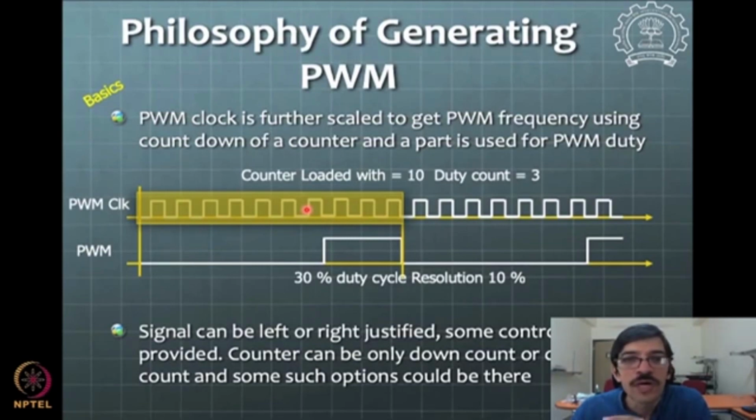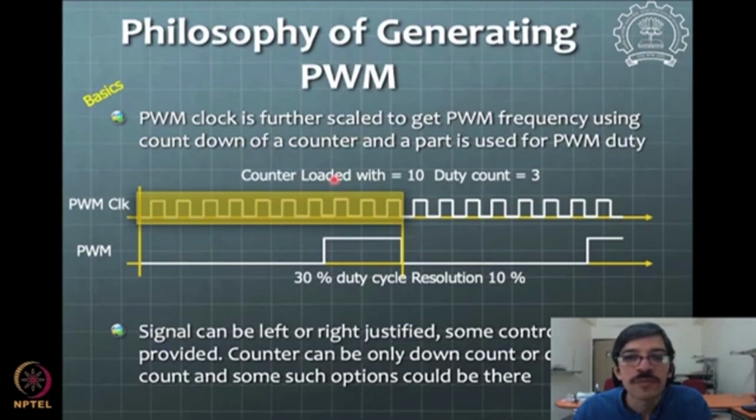Now you start off here with a counter which is counting pulses. It counts 1, 2, 3 like that, say up to 10 pulses, and then you say that is your period for PWM. So the PWM signal clock period will be 10 counts of the clock here. Then if you say my duty will be 3 pulses out of these 10 pulses, I can get a 30% duty cycle value.